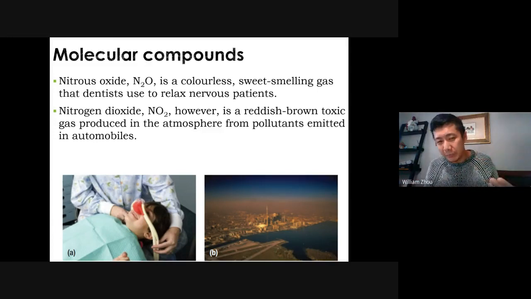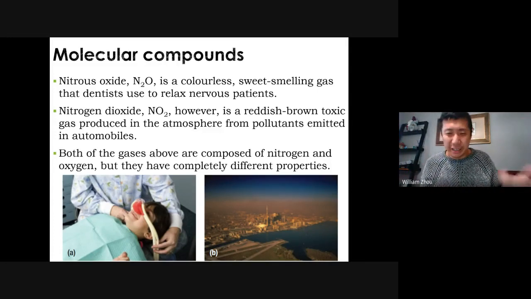Okay, so many cities are polluted with this. These are completely different substances. They're both made up of nitrogen and oxygen, covalently bonded to each other, and they're both gases, and yet they are different. Different properties. So therefore, we need to name them differently.